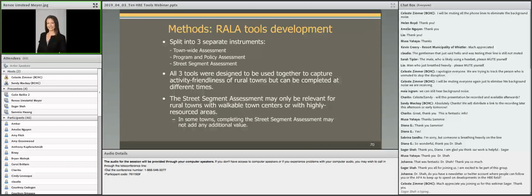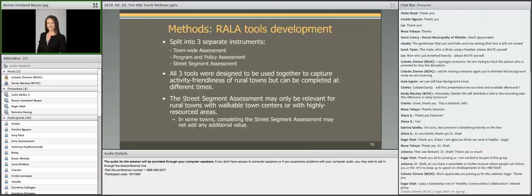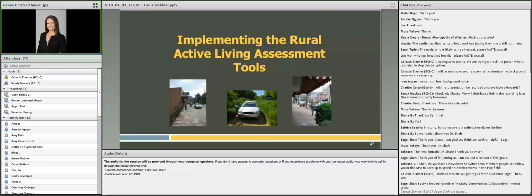And the other thing I want to mention is that the street segment assessment might only be relevant for rural towns with walkable town centers or highly resourced areas, or areas within a rural community where you have more than one street running through the middle of town. There might be many rural towns or small areas that don't think a street segment assessment would be useful, and we recognize that.